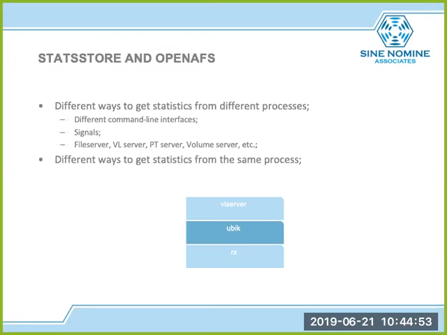So here we have 3 different layers of the same process. We have the VL server layer, we have the unique layer, and we have the RX layer. And for each layer, we can possibly have a different command line interface. For example, for the RX layer, we have RX stats. For the unique layer, we have unibug, and so on and so forth. So, yeah, this is not ideal.